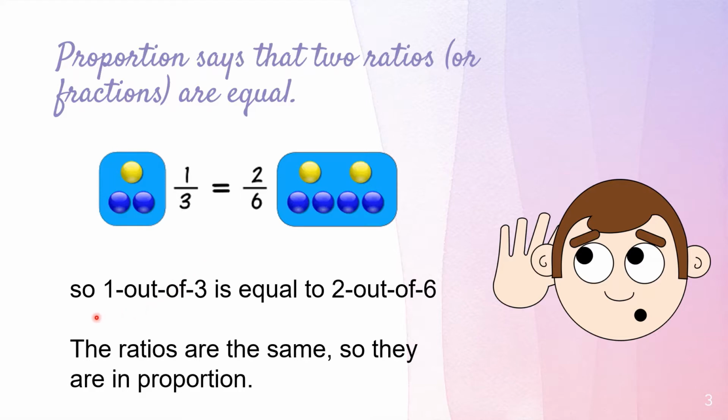So here you see that 1/3 is equal to 2/6. So the ratios are the same, and if the ratios are the same and the value is the same, that means they are in proportion. So 1/3 is proportionate to 2/6. In proportion, we take two ratios, compare them, and try to find whether they are equal or not equal.